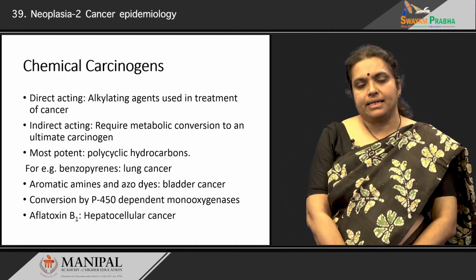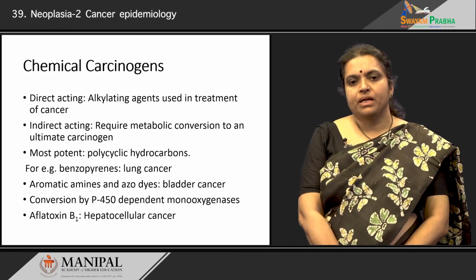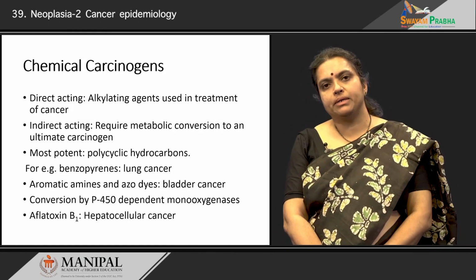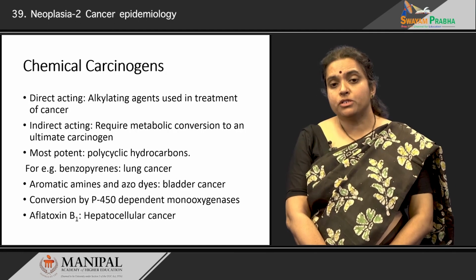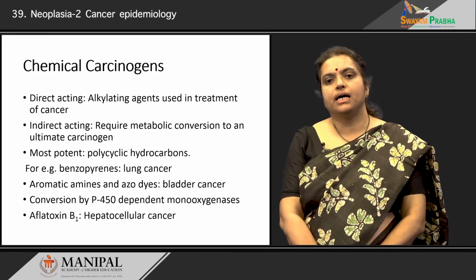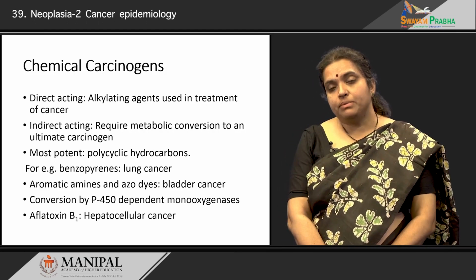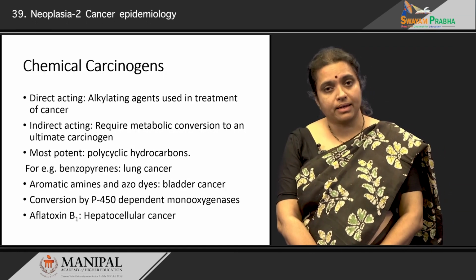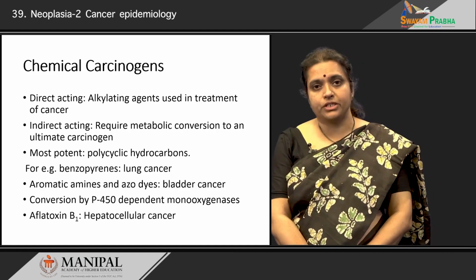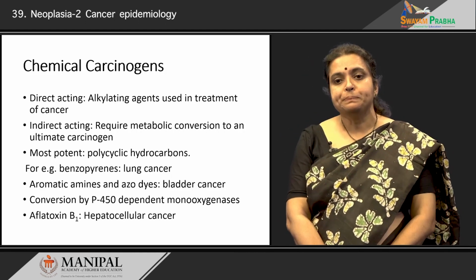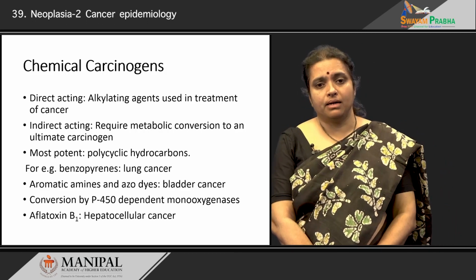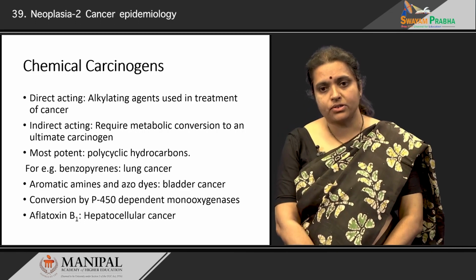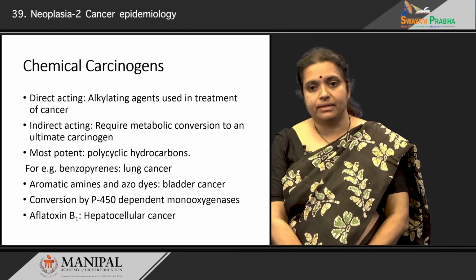So, these are direct acting carcinogenic agents. The indirect acting ones require a metabolic conversion to an ultimate carcinogen. The most potent of these are the polycyclic hydrocarbons. For example, the benzopyrenes, which I already mentioned, which can cause lung cancer and also the scrotal cancer of the chimney sweeps that we talked about. Other examples are aromatic amines and azodyes, which are used in the rubber industry. They can cause urinary bladder cancer.